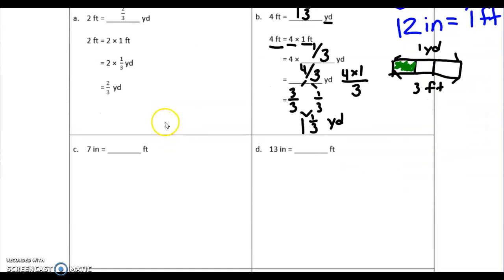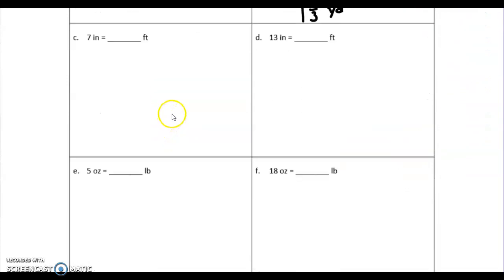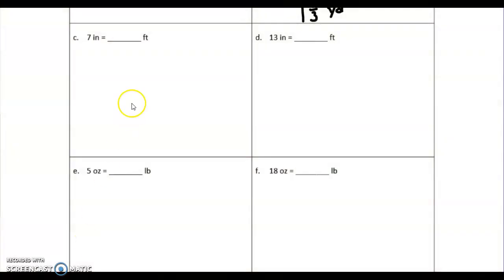Let's look at letter C. We'll also do E as well. At any point, feel free to pause the video, try it out, press play and see how you did. If you still don't feel comfortable, just keep the video rolling. All right, so again, we're going to do C and E. D and F are part of your exit tickets today.